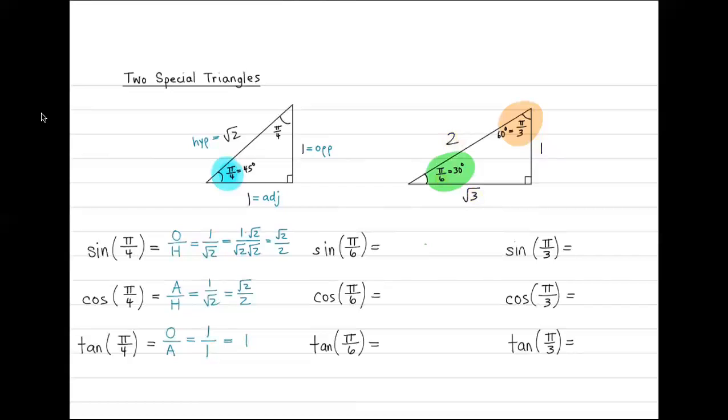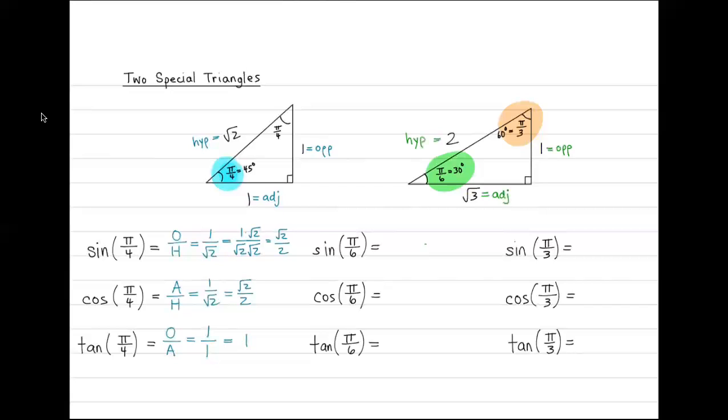So if we're talking about pi over 6, that's the green one, we better label our sides accordingly. Remember this 2 side is our hypotenuse. It's always across from that right angle. Now, relative to that pi over 6, that root 3 is close by, nearby. So this is my adjacent side. This side is adjacent to that angle pi over 6. And this 1 is opposite, on the complete opposite side of the triangle to that pi over 6.